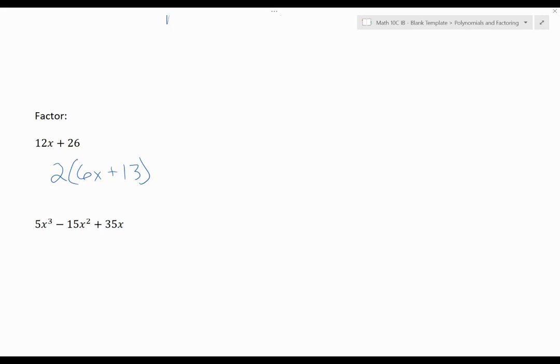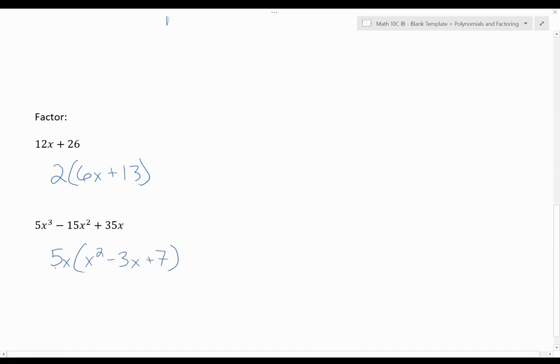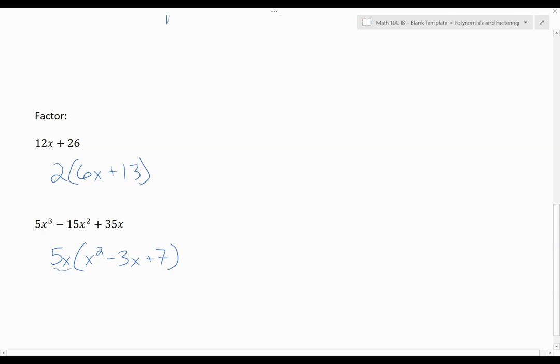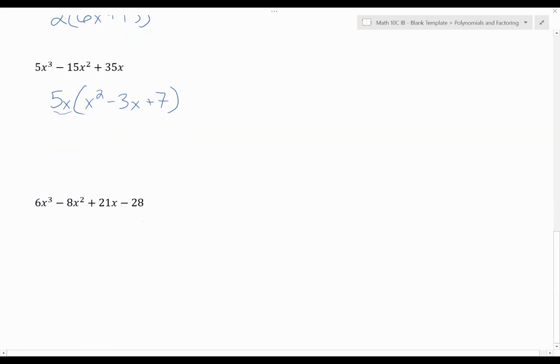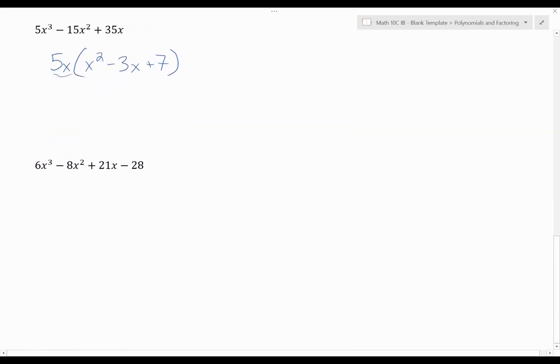For 5x cubed minus 15x squared plus 35x, all three of these terms can be divided by 5x, leaving me with x squared minus 3x plus 7. So in this case, I end up with a monomial factor and a trinomial factor. Now, sometimes it's a little more complicated than that. This is when we're going to use something called regrouping. Because when I look at this 4-term polynomial, there are no common factors to all 4 terms. I don't have an x in this last term, so I can't divide by any powers of x. 6 can be only divided by 2, 3, or 6, and while 8 can be divided by 2 and 21 can be divided by 3, neither of them can be divided by the same thing. So I can't actually divide all 4 terms.